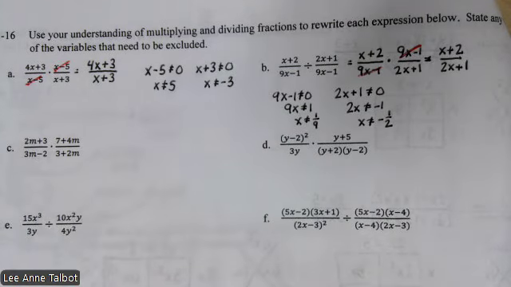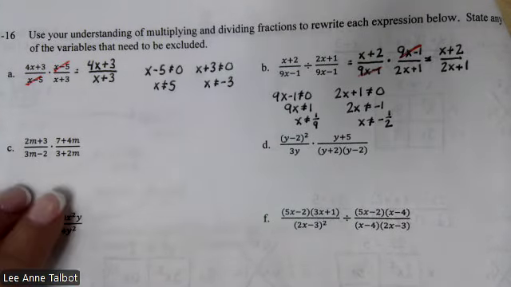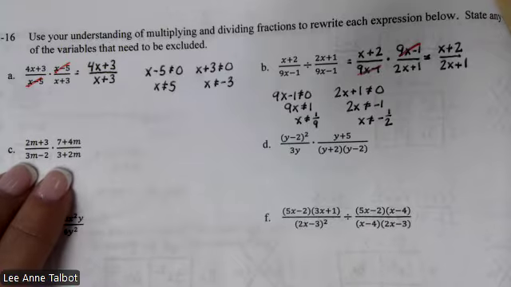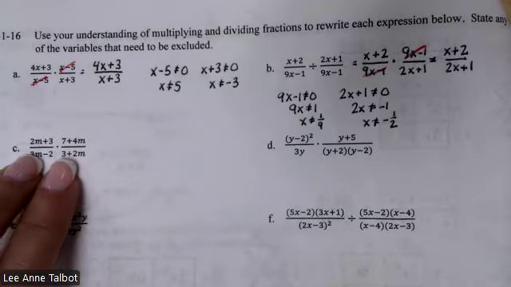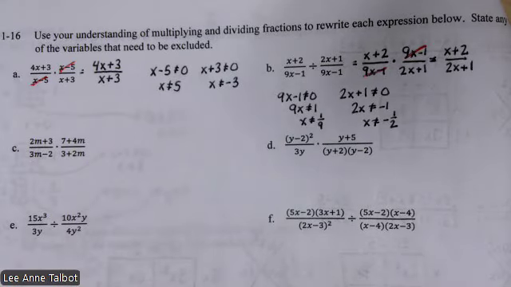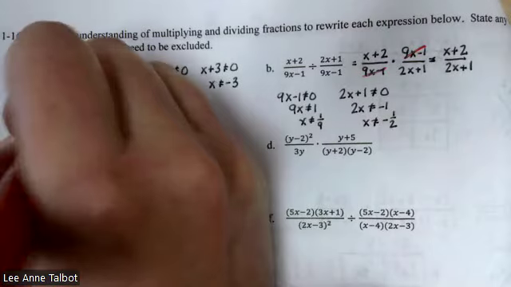Okay, and now we've got some kind of wild stuff. On C, it's important to me that you know that 2m plus 3 is the same thing as 3 plus 2m. Does everybody know that 2m plus 3 is the same thing as 3 plus 2m? Okay, so that makes a 1.